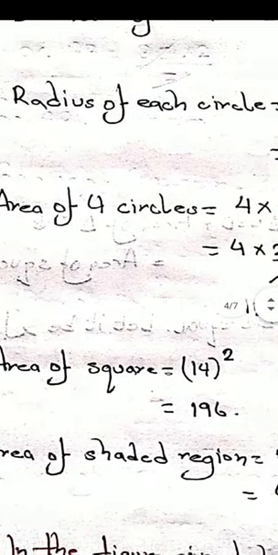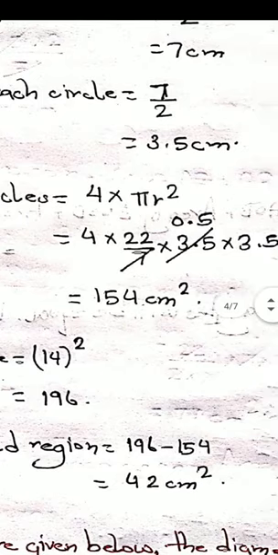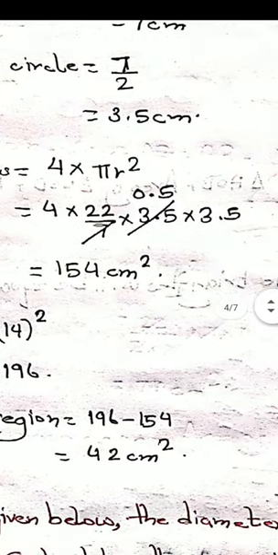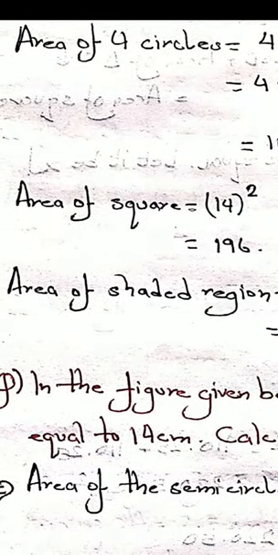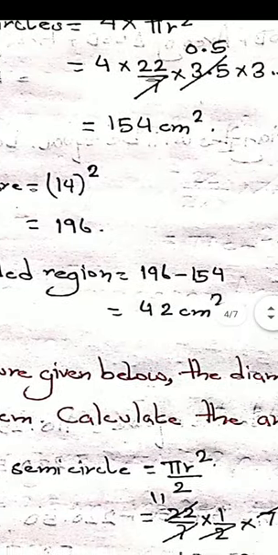So area of 4 circles equals to 4 into pi r square, that is 4 into 22 by 7 into 3.5 into 3.5, which turns out to be 154 centimeters square. And area of square equals to 14 square, that is 196. So area of shaded region will become 196 minus 154, that is 42 centimeters square.